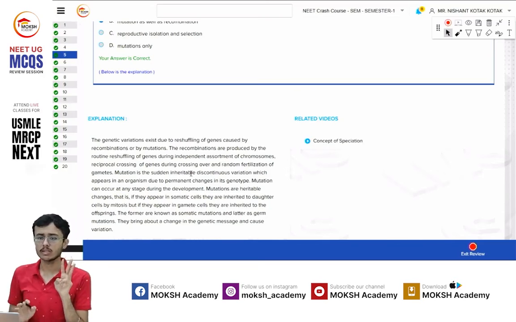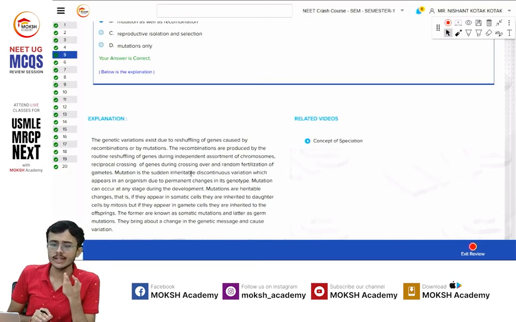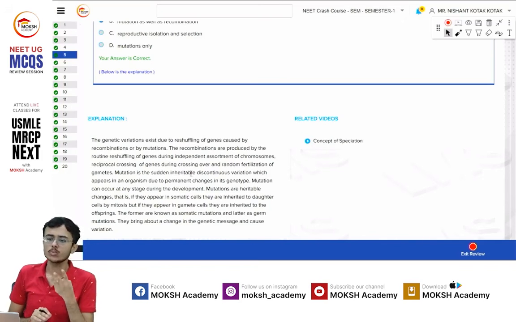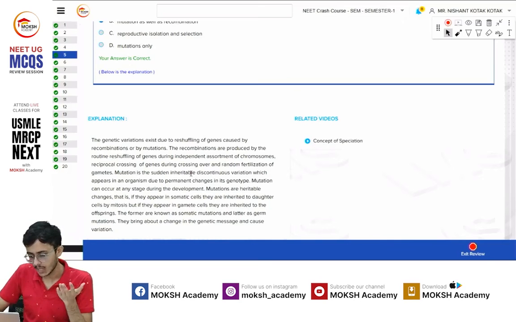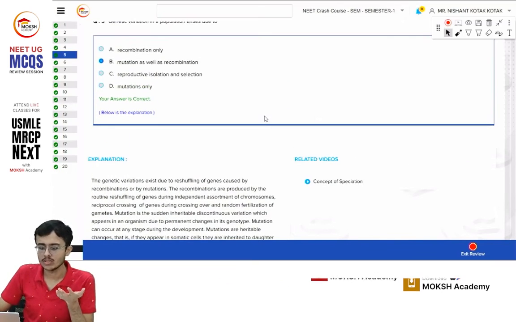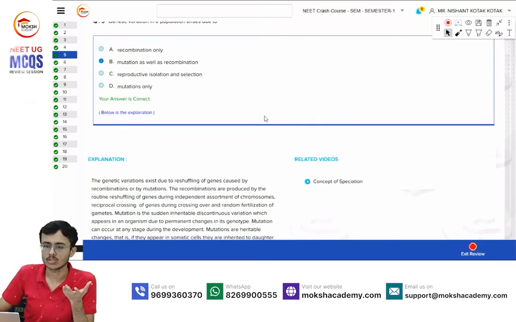Mutation is sudden inheritable discontinuous variation which appears in an organism due to permanent changes in its genotype. Mutation 3 प्रकार के होते हैं. Deletion, editing and adding. ये जीन कुछ भी अगर ये 3 में से कुछ हुआ तो म्यूटेट हो जाता है, उस पूरा का जेनेटिक मेकअप बदल जाता है, तो जेनेटिक वेरिएशन. व्हेन यू आर लुकिंग एट एवोल्यूशन दोनों कॉजेज हो सकते हैं. नॉर्मल कॉज ये रिकॉम्बिनेशन और म्यूटेशन भी हो सकता है ड्यू टू वेरियस म्यूटेशन.